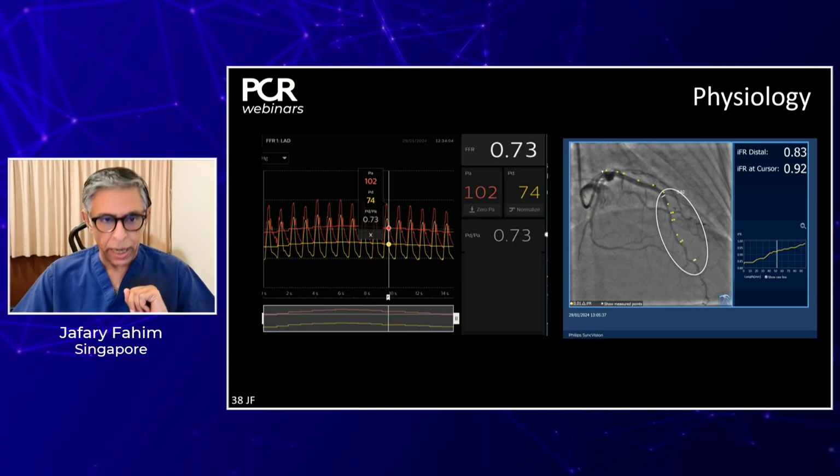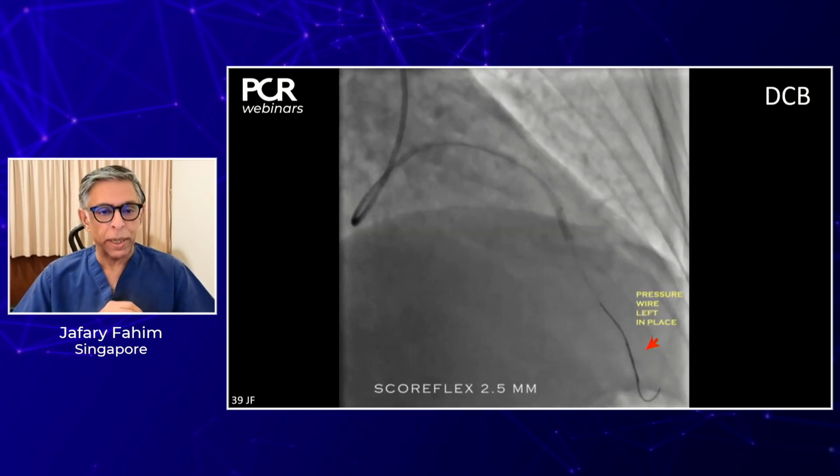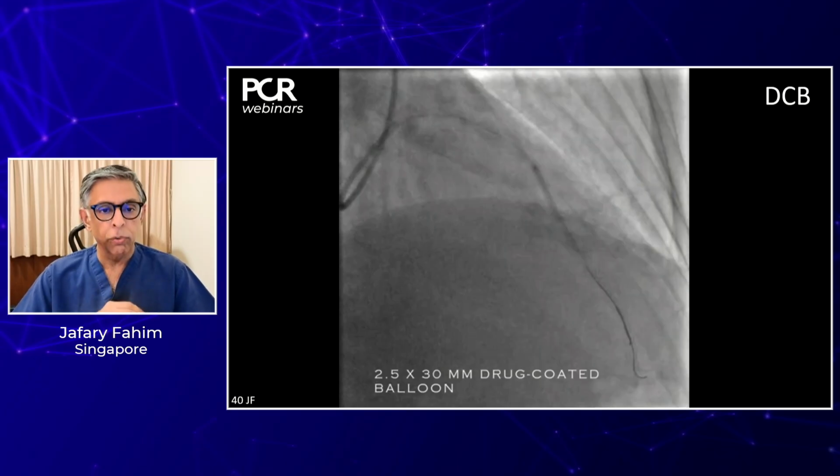So what did I do? I did physiology. And you can see on the left-hand panel, the FFR was significantly abnormal. And on the right-hand panel, the iFR was abnormal, with most of the pressure loss occurring in the distal LAD. So from a technical standpoint, what did I do? I left the pressure wire in place, went ahead and dilated the LAD using a Scoreflex balloon, and then after getting a good result, went ahead and treated it with a 2.5 by 30 Prevail drug-coated balloon.